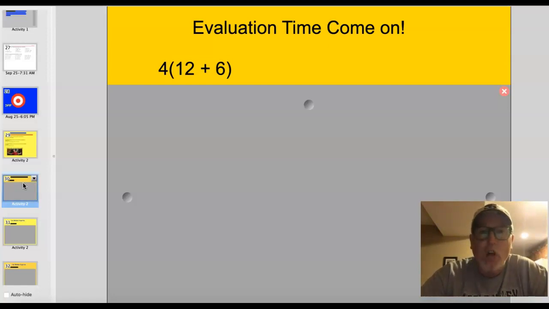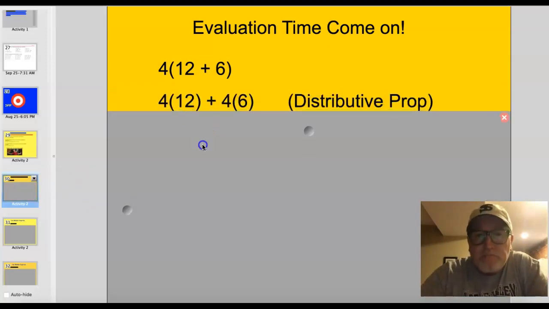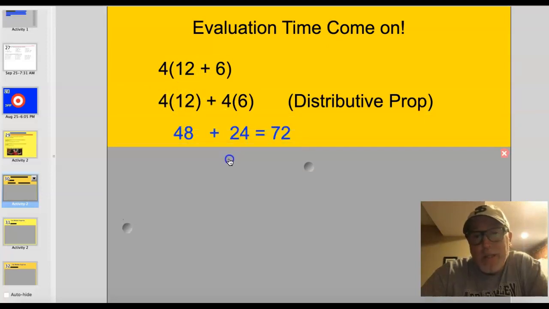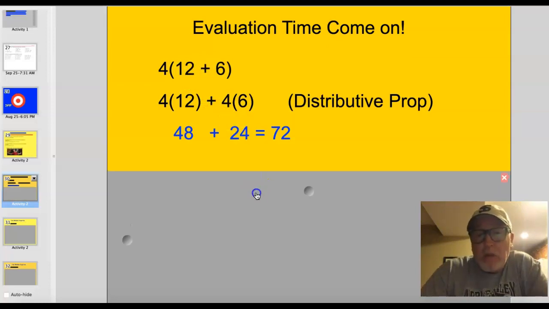Evaluate means solve. Well, if I were going to do this, I know that 12 plus 6 is 18, but I don't know what 4 times 18 is. But I do know that 4 times 12 is 48. I know that 4 times 6 is 24. And I do know that 48 and 24 are 72. Yeah, that's why I solved it. Some people might know what 4 times 18 is, and it might be simpler for them. I didn't know what it was. So I distributed it out and it worked.